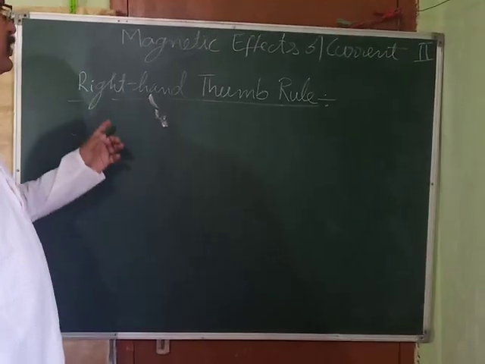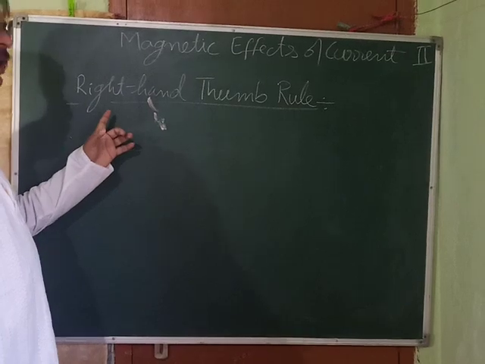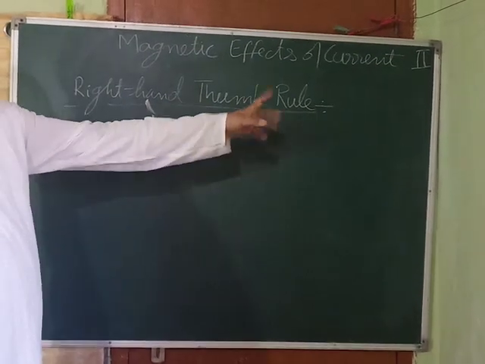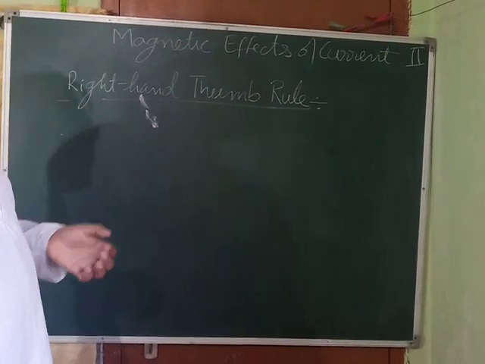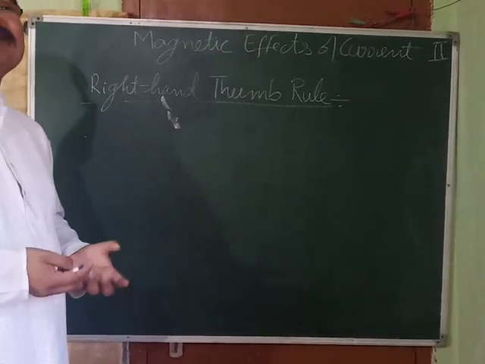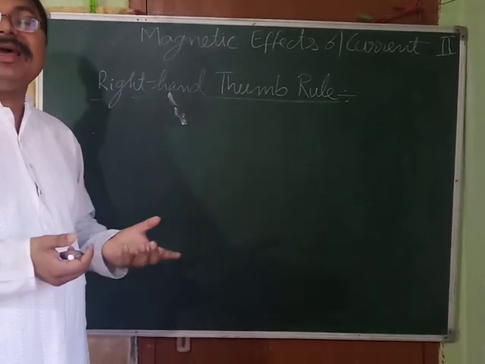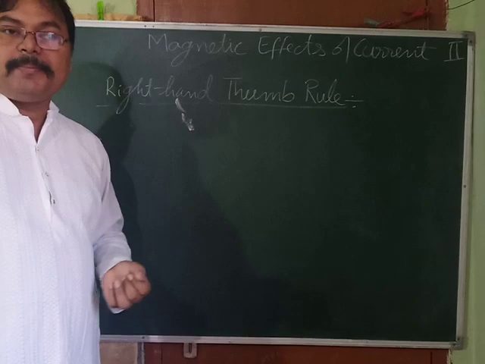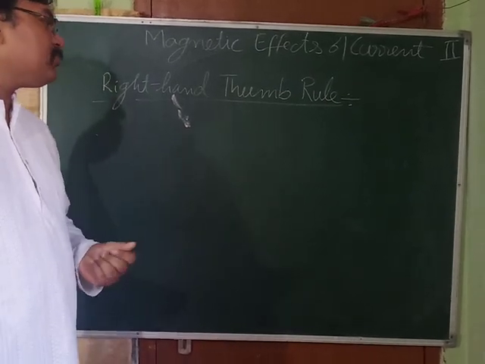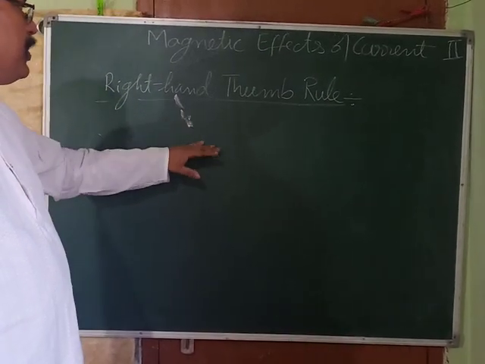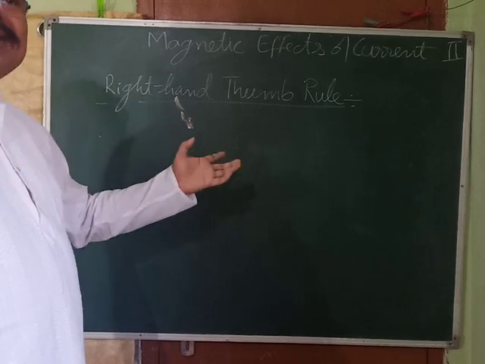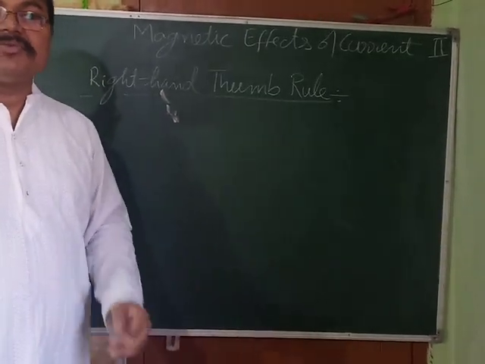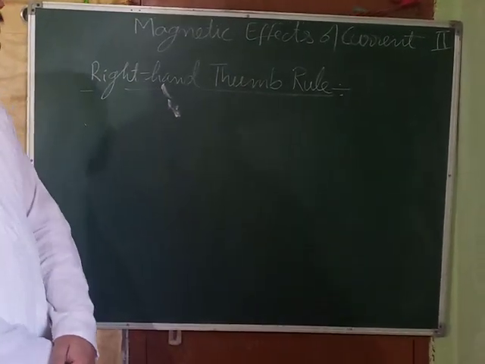Here we are going to discuss a rule which is called the right hand thumb rule. This rule will help us to find the pattern of magnetic field lines due to a current carrying conductor. Now see, what does this rule state? Let us write the statement and then we will discuss how it can be used. So first write the statement.